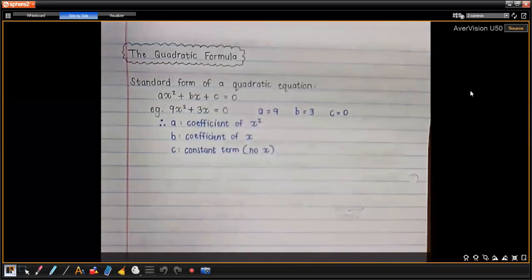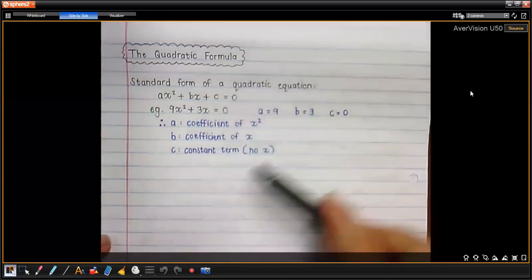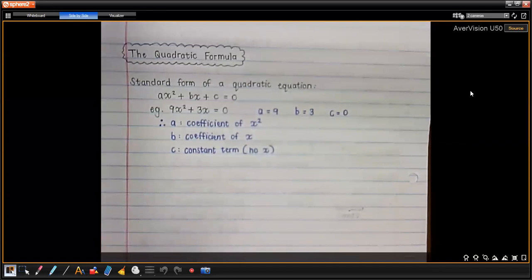Otherwise, they can give you these terms in a different order. Okay, so they can maybe put the constant term first, and then the x squared, and then the x. It still stays like this. A is the one that goes with x squared, B is the one with x, and C is the constant. Doesn't matter what order they're in.